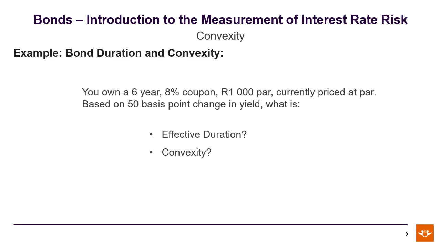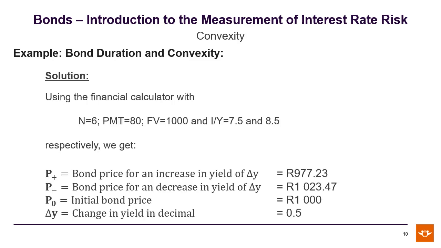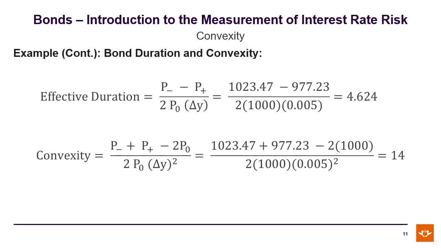So in this slide, we're going to use our financial calculator to calculate the information we need. The price of the bond when yields increase by 0.5% to 8.5% is 977.23. The price when yields decrease by 0.5% to 7.5% is 1023.47. The par value is 1,000, and the change that we're looking for is 0.5%. So we calculate our effective duration to be 4.624 years and our convexity as 14.